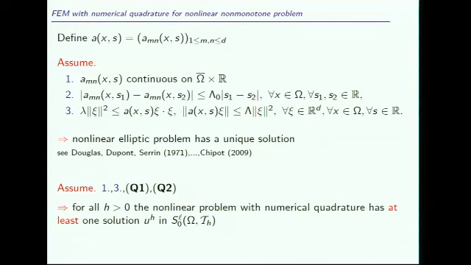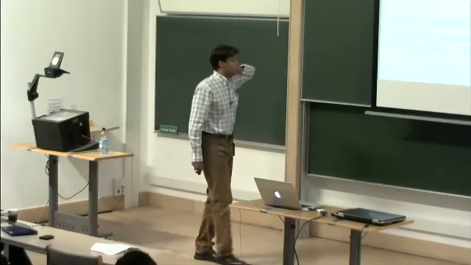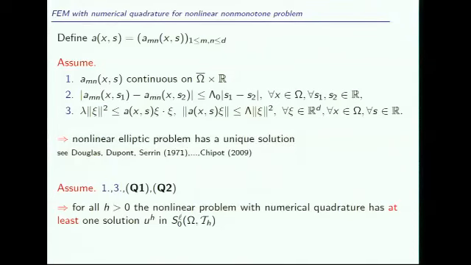Now, if you assume only Q1 and Q2, the assumptions for the numerical integration, then you can show that for all h, the nonlinear problem with numerical quadrature has at least one solution. You cannot show uniqueness, you can show that it has at least one solution, u_h.